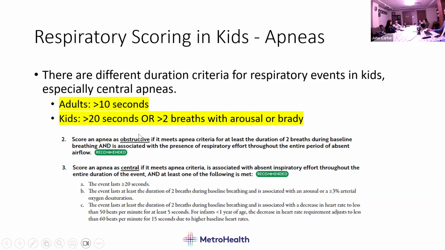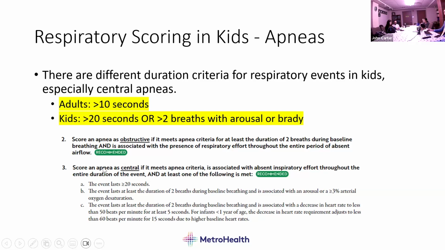Central apneas, this is where things get a little bit different. So a central apnea in adults is just 10 seconds, and there's no airflow and no respiratory effort. In kids, it's a little more complicated because we want to make sure we're only paying attention to the central apneas that mean something. We're not paying attention to those short physiologic central apneas that kids have a lot of anyway because they don't have a lot of dead space.